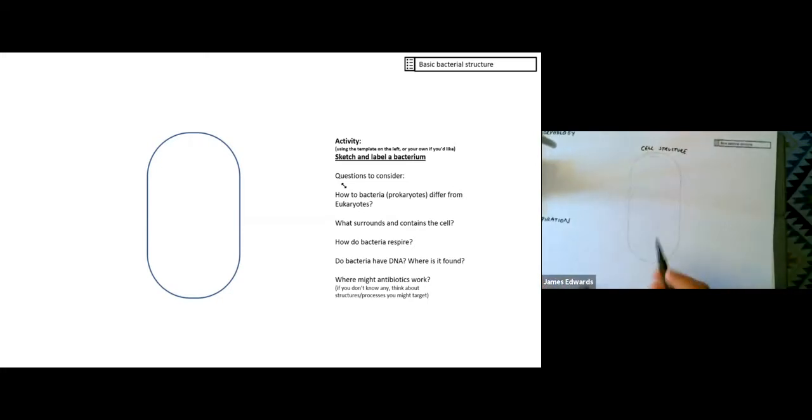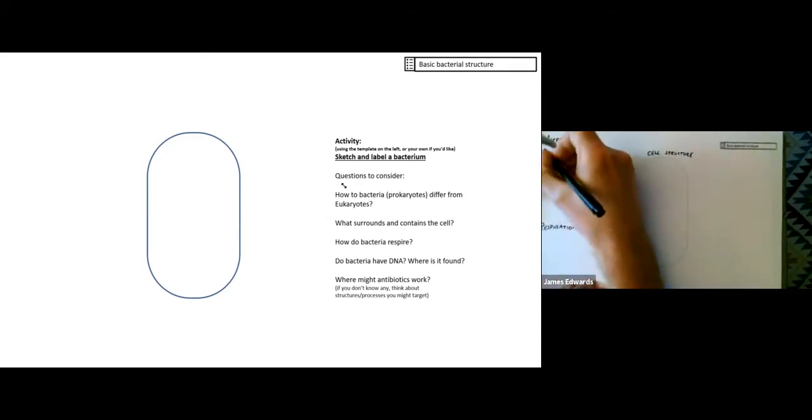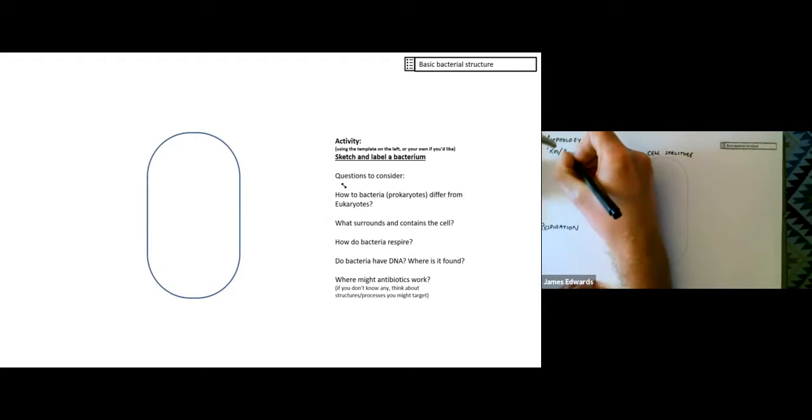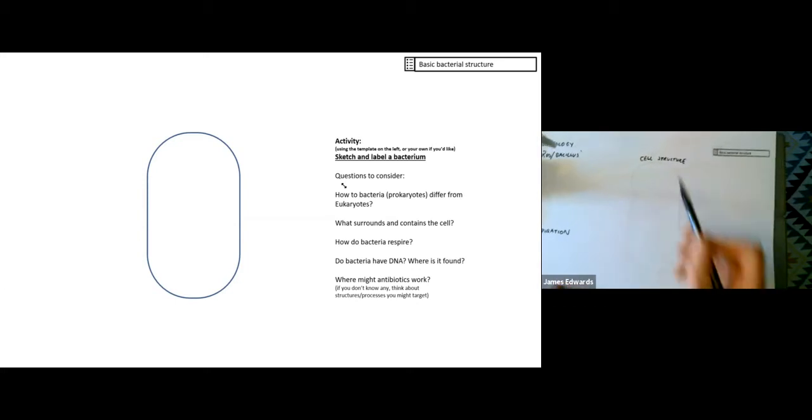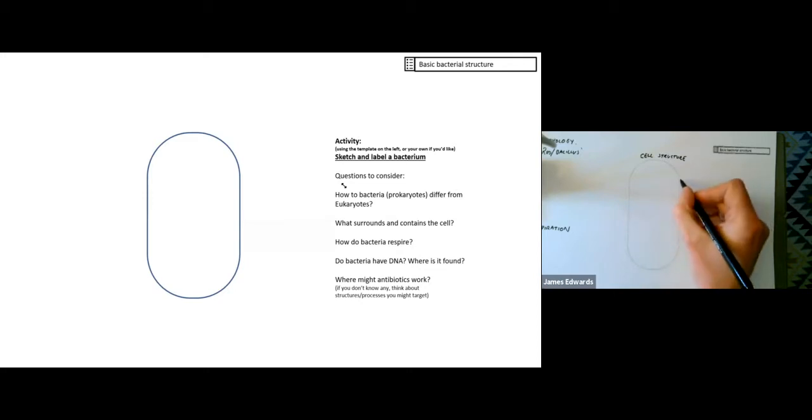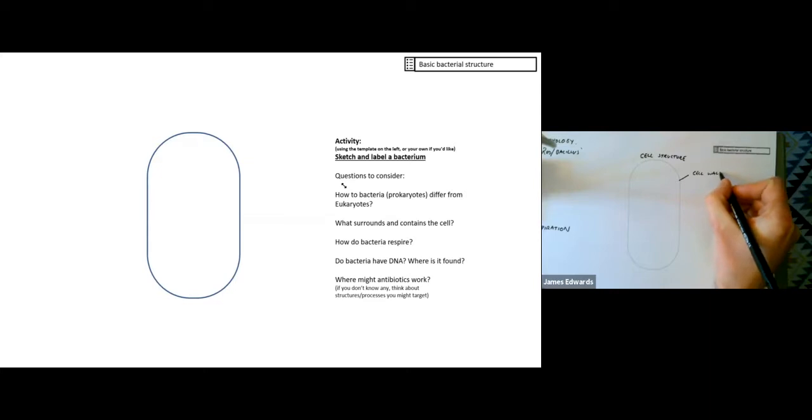The cell is rod-shaped, or bacillus. So we've got an outline of the cell. For the sake of argument, we'll say that this is the cell wall. Now, the cell wall of the bacterium is comprised of different elements, and specifically within that, we will say there is the molecule peptidoglycan.